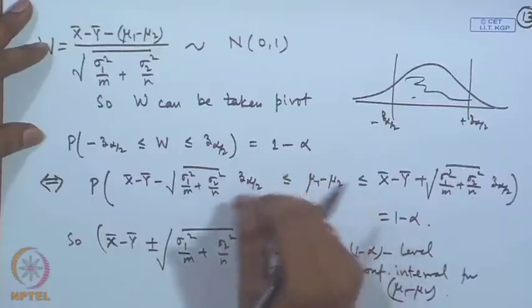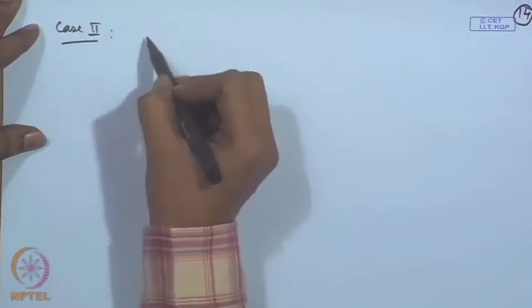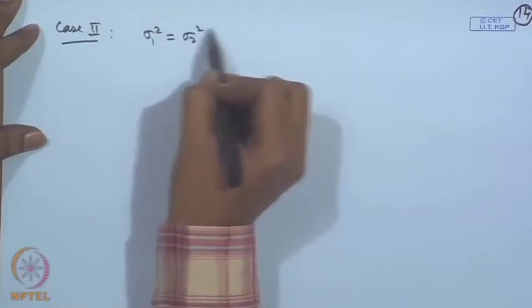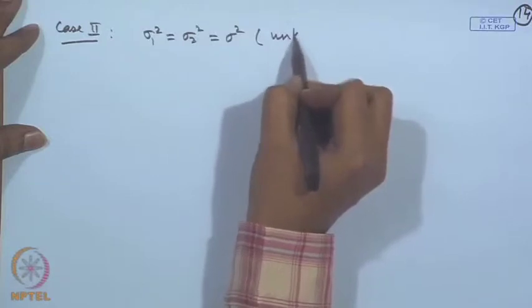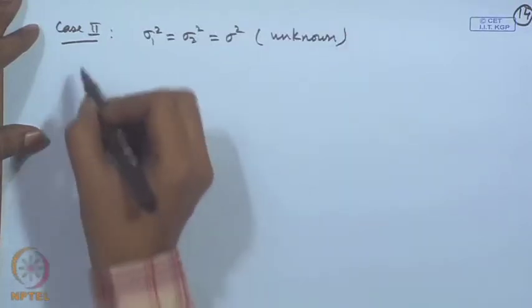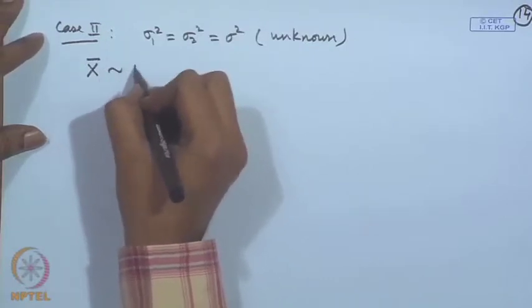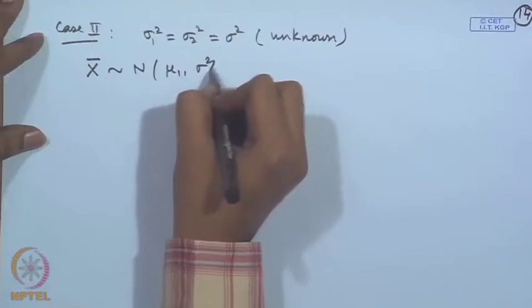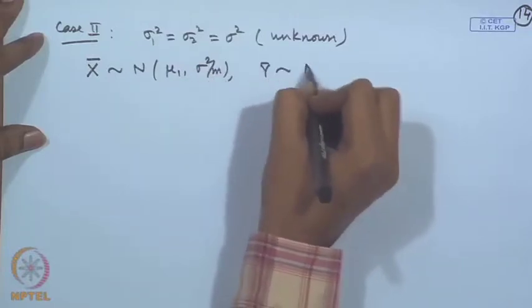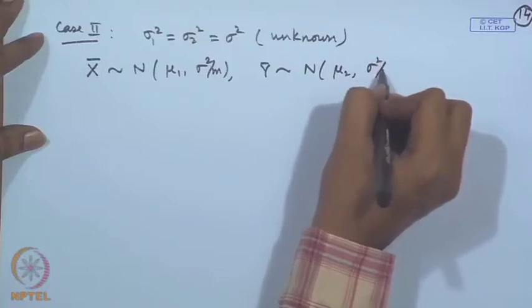But if sigma1 square and sigma2 square are unknown, we cannot use this. In that case, we consider another pivot quantity, assuming sigma1 square and sigma2 square are equal to sigma square, but unknown. Now, these statements are true that x bar follows normal(mu1, sigma square by m) and y bar follows normal(mu2, sigma square by n).